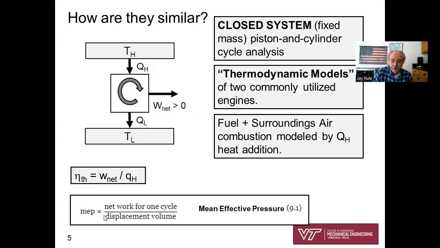The MEP, the mean effective pressure, is defined as the net work in kilojoules for one cycle divided by the displacement volume in cubic meters. That's the change in volume of the piston and cylinder as it goes through one cycle. That's the mean effective pressure.